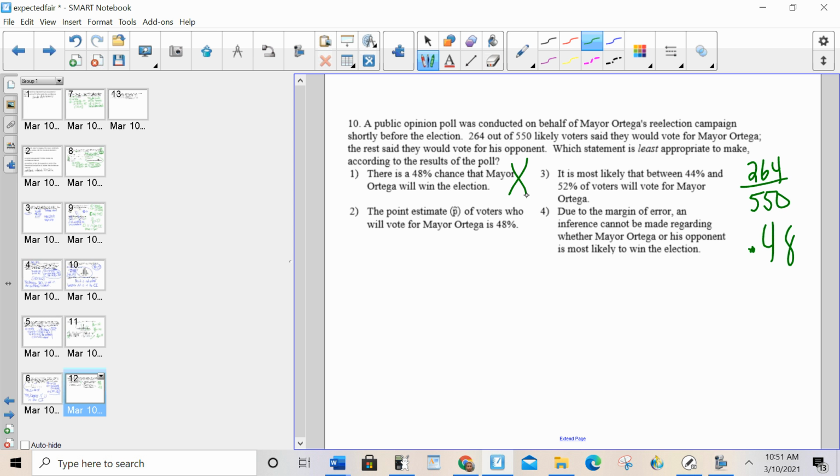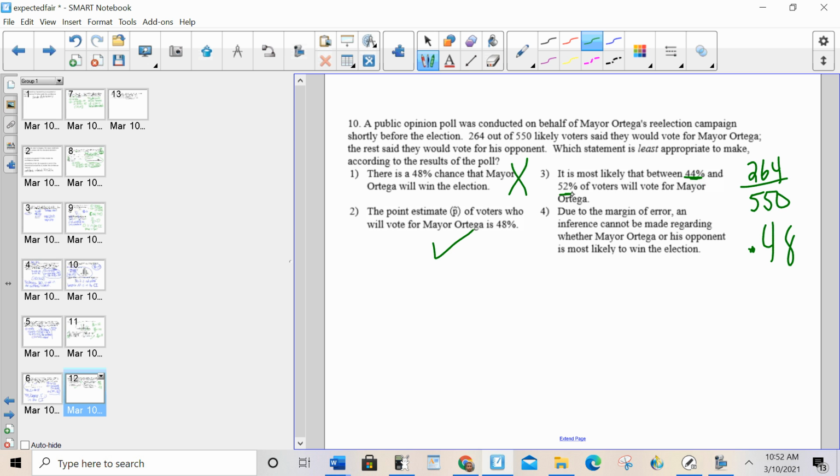Choice 2, the point estimate. So the estimate of voters who will vote for Mayor Ortega is 48%. Yes, that's what this says. This says that out of the people that were asked, 48% of them said they would vote for Mayor Ortega. So I can conclude that approximately my estimate of voters that would vote for him would be 48%. It is most likely that between 44% and 52% will vote for Mayor Ortega. So you can kind of see that's kind of the confidence interval there. It's a little bit more and a little bit less.